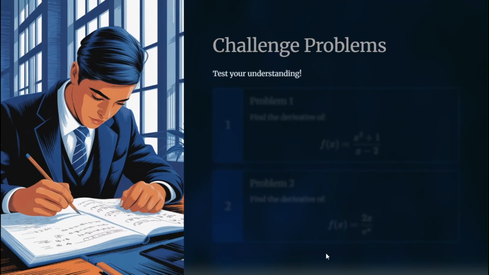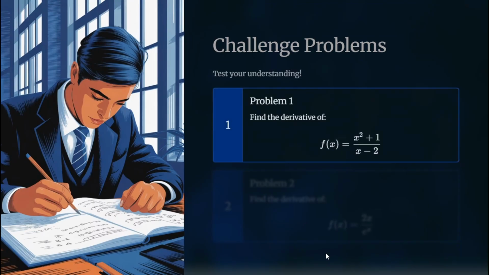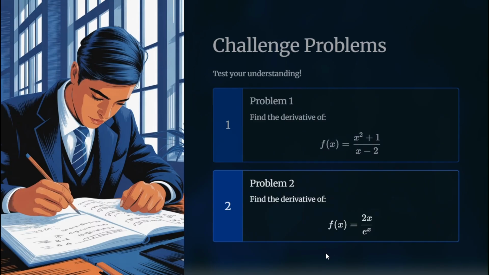Here's your challenge problem. Problem number 1: find the derivative of f of x equals x squared plus 1 over x minus 2. Problem number 2: find the derivative of f of x equals 2x over e to the power x. Take your time and work through each step systematically. Remember to identify u and v first, and then apply the formula carefully. Double check your signs. The subtraction in the numerator is where most common errors occur. Remember, low d high minus high d low.